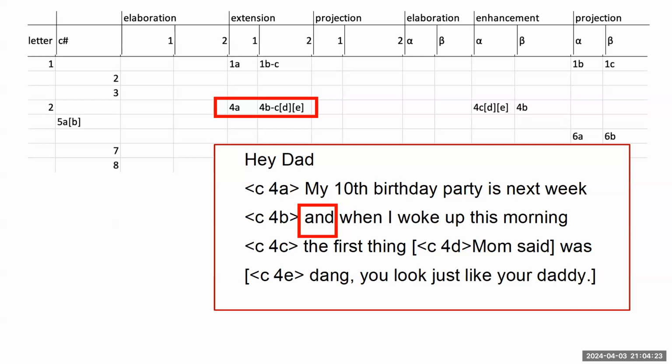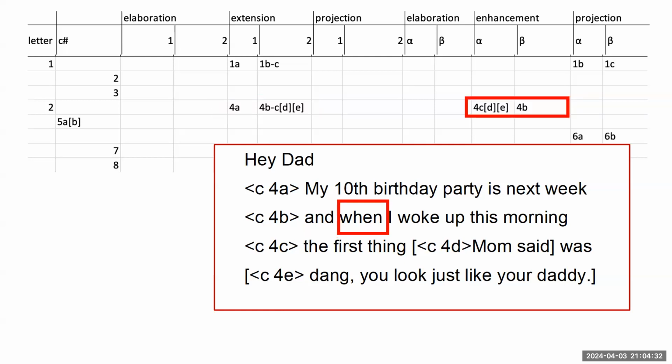Letter 2. Again, it's still quite simple, and then we have when. So when is in the enhancement clause, and it's the beta. When I woke up this morning, 4C and embedded D and E, the first thing mom said was, dang, you look just like your dad.